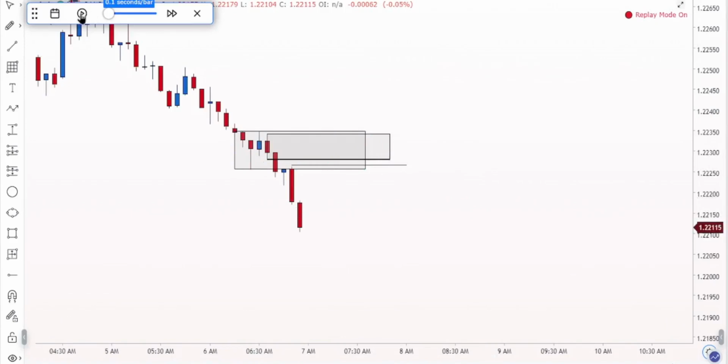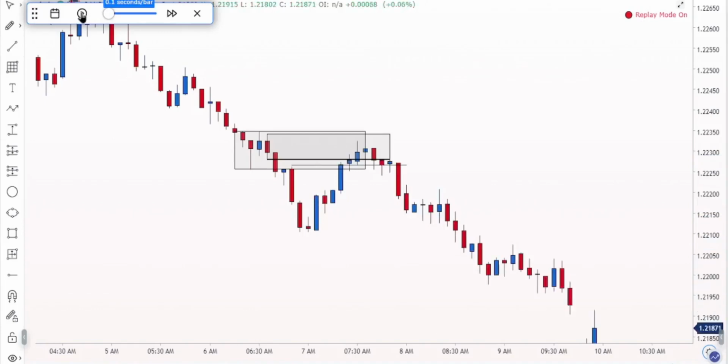Now, remember one more thing. Price can react off of either your order flow or your fair value gap or your OB. So let's play price and see. Now, look at what happened there. Price has tapped into our order flow, then tapped into the fair value gap and the OB, and then dropped. Can you see that?